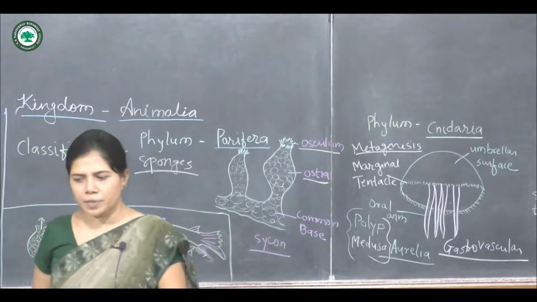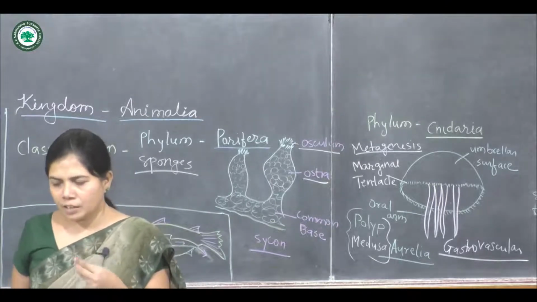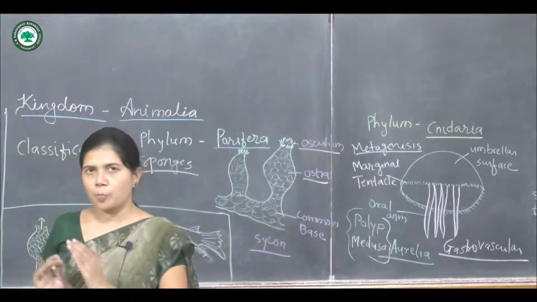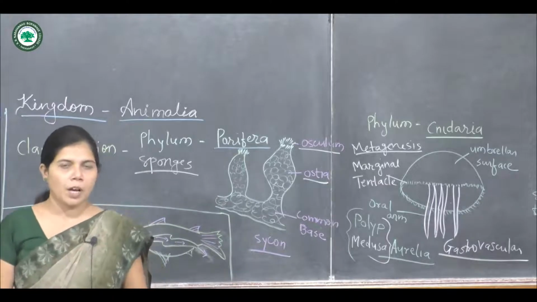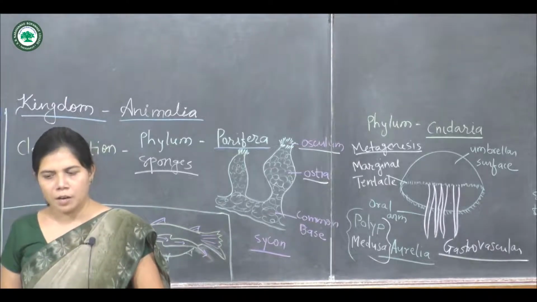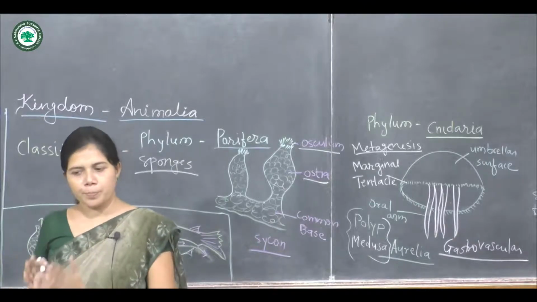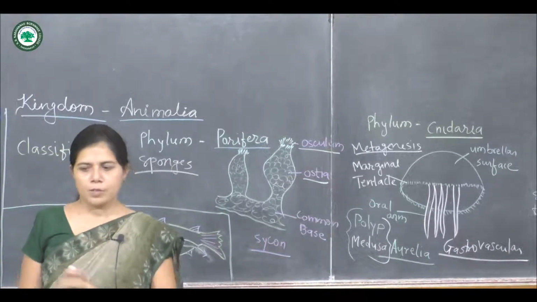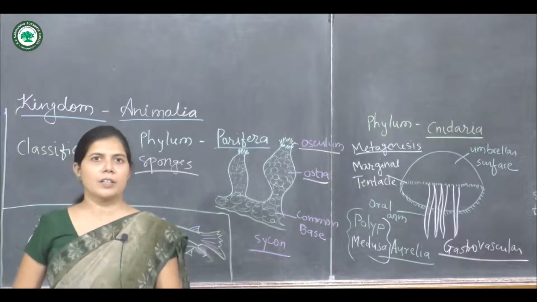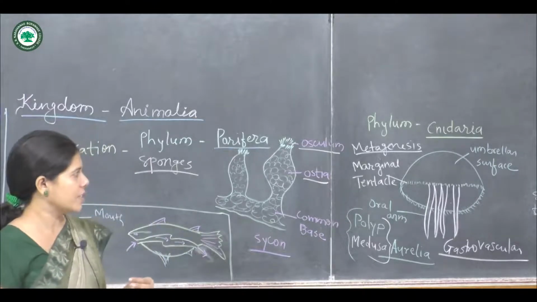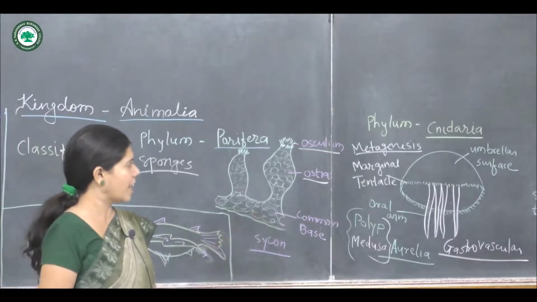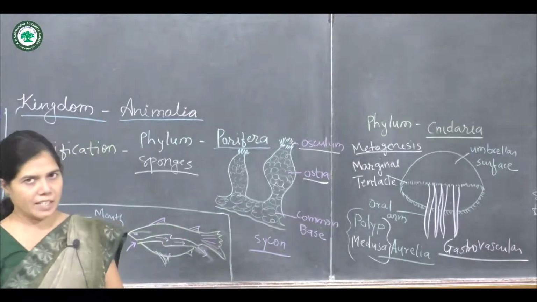Again, metagenesis means the polyps produce medusa asexually and the medusa produce polyps sexually. This is the alternation of generation seen in the phylum Cnidaria by the process of metagenesis.